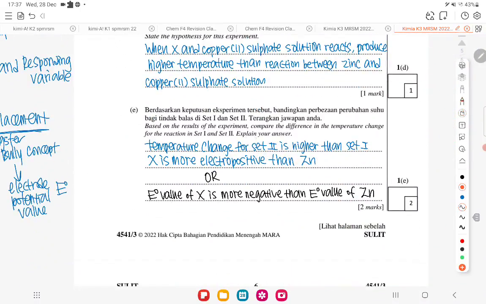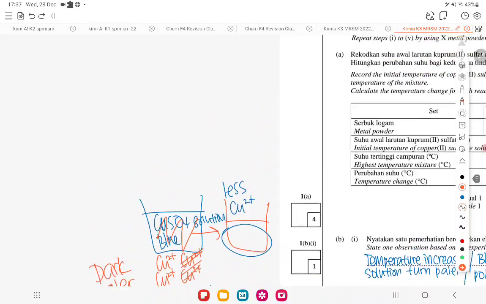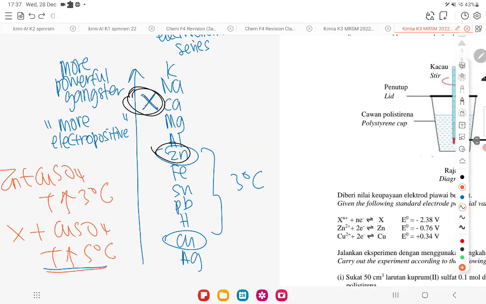So why? Explain your answer. X is more electropositive than zinc. Because when X is more electropositive than zinc, it means that X is higher than zinc in ECS. So when X is higher, the gap is bigger. The bigger the gap, the more temperature they can produce. That's why it's 5. Okay?